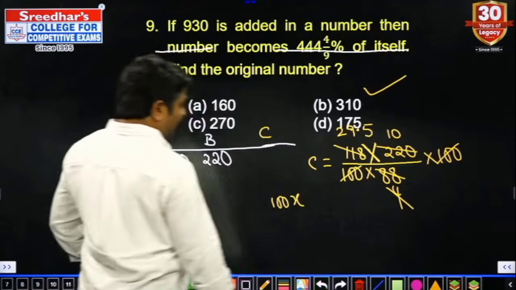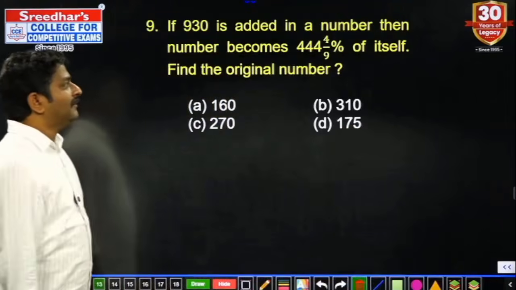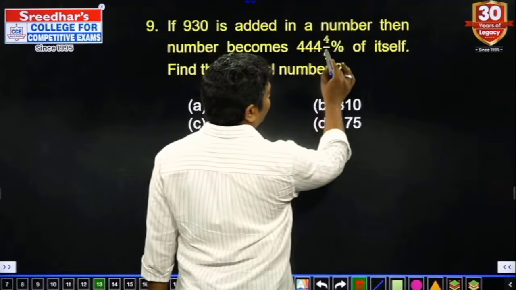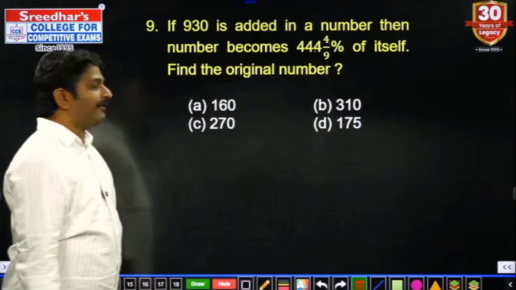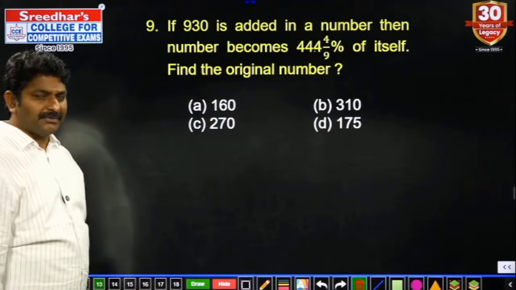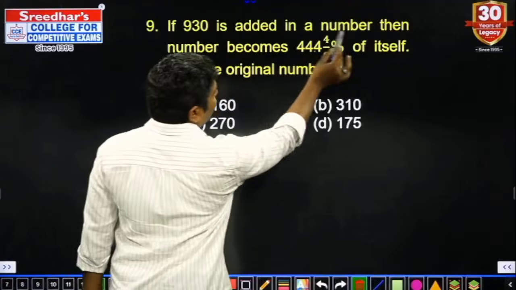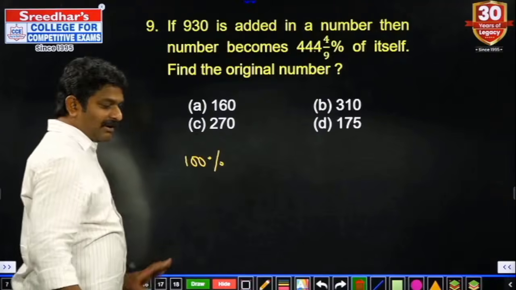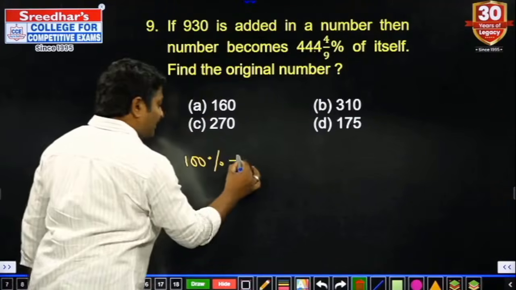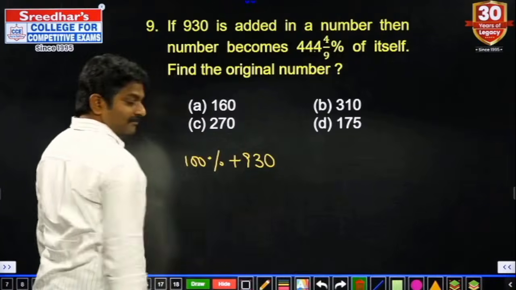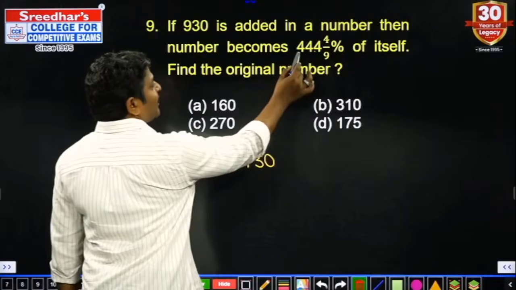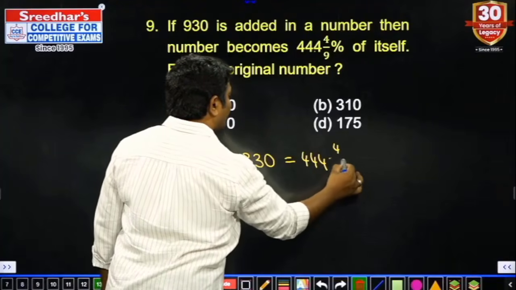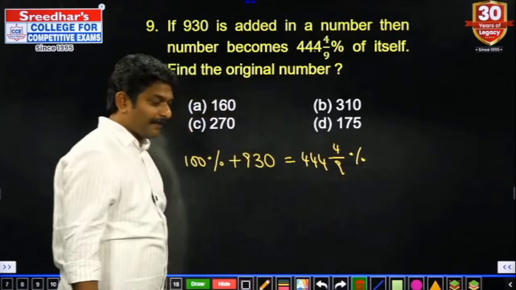Next, 930 is added to a number. Then the number becomes 444 4 by 9% of itself. Find the original number. Don't get confused. 930 is added to a number. Our original number is 100%. 930 is added here. It becomes 444 4 by 9%. This is equal to 444 4 by 9%. Okay?